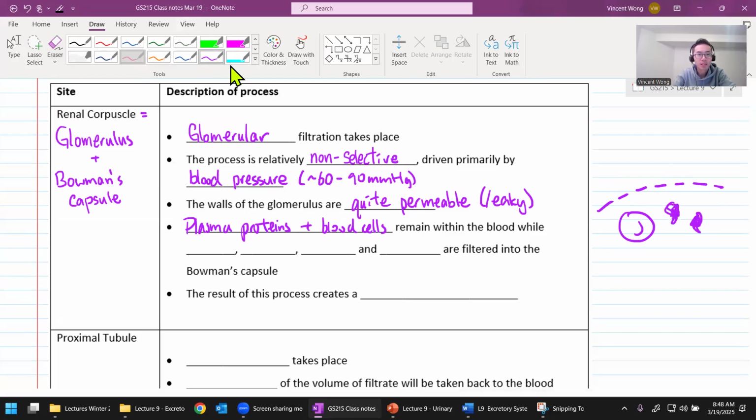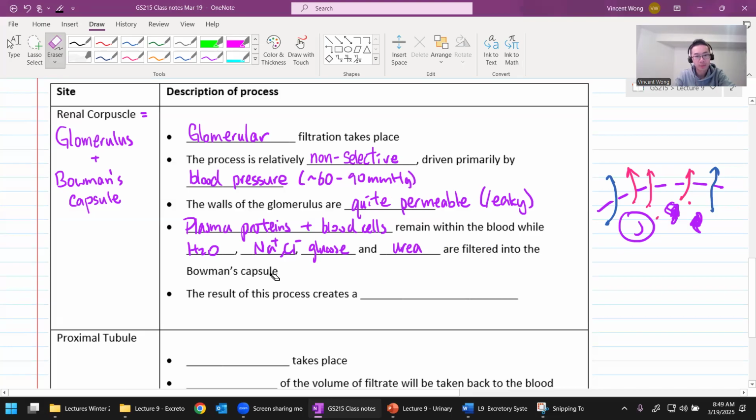But other stuff, small stuff, like nutrients and water, no problem. They can go through, but not the big stuff. So water, electrolytes, glucose, and some waste like urea are filtered into the Bowman's capsule.